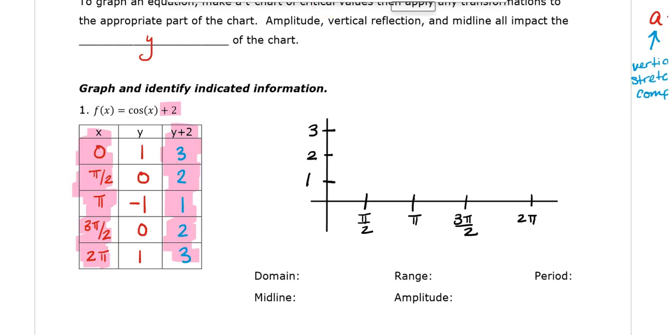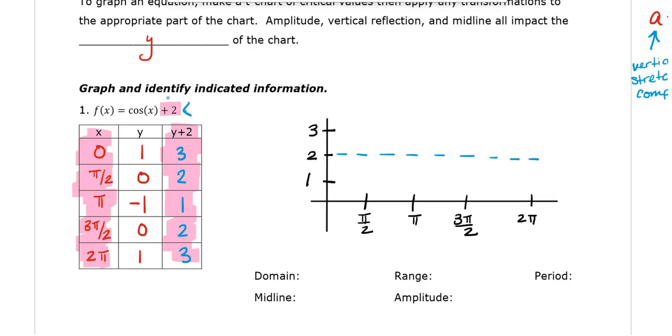Okay, so the first thing that I'm going to do that's going to help me in drawing this graph is go ahead and draw a dashed line for my midline. So straight through this 2, I'm going to do a horizontal dashed line. Now, how did I know that that's my midline?